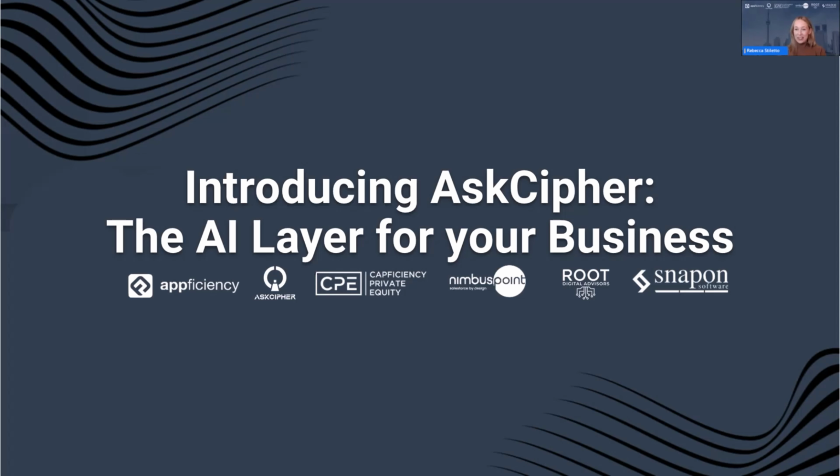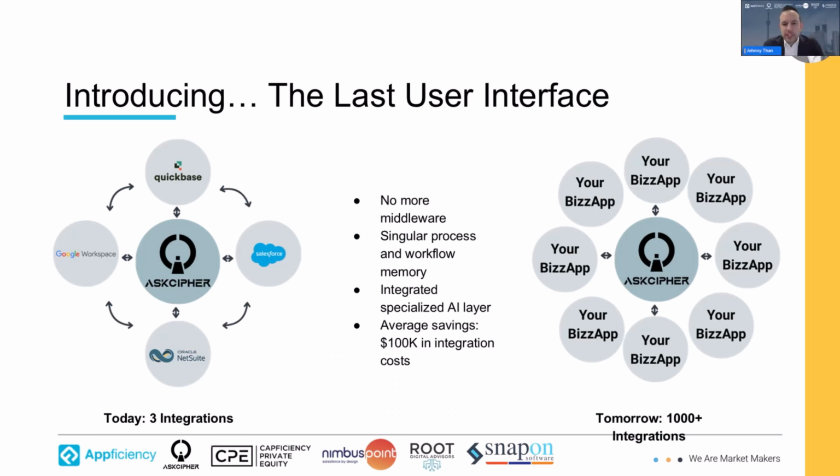Thank you. That all seems really exciting. So let's actually dive into Ask Cipher. Johnny, can you tell us about Ask Cipher and the layer interface? Yeah, absolutely. And this is absolutely a shameless plug because our bet is that the layer is where everyone ultimately wants to live and needs to live. And so let's talk about it right from its initial birth. So Ask Cipher right now is connected to 3 applications, QuickBase, Salesforce, NetSuite, Google Workspace, that's 4. How many pairs of connections is that?